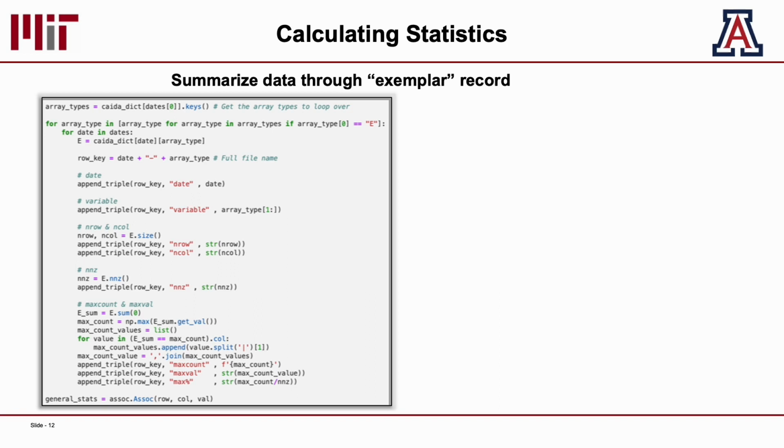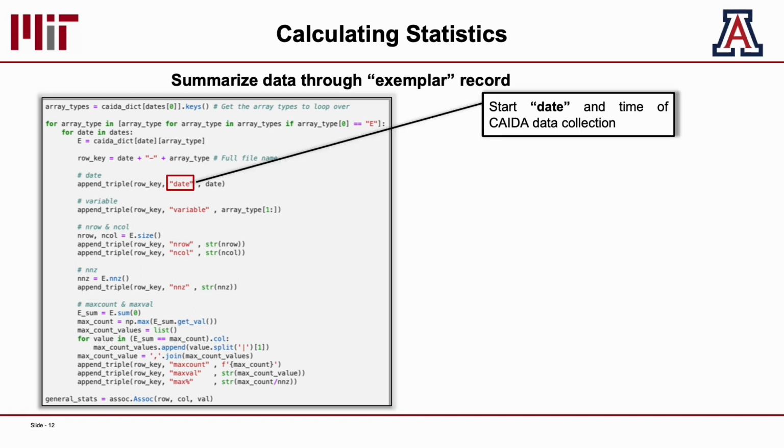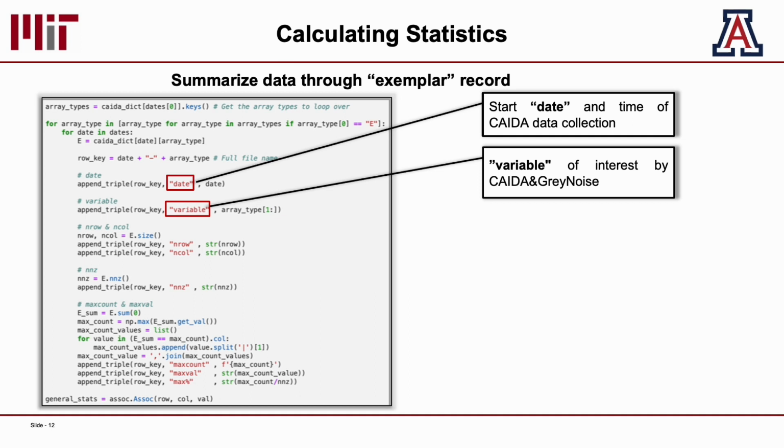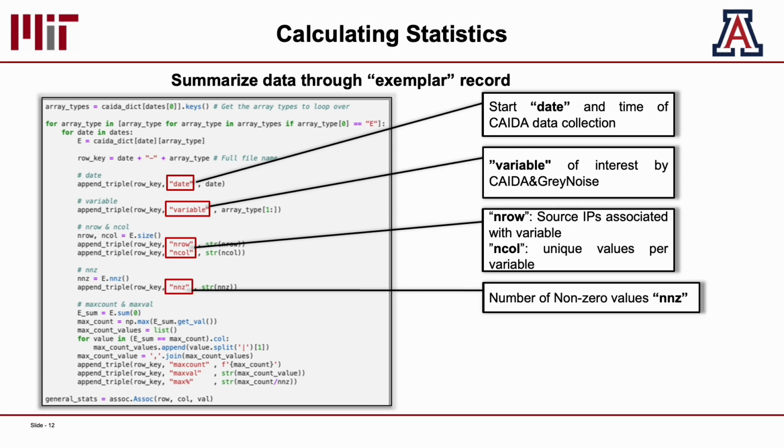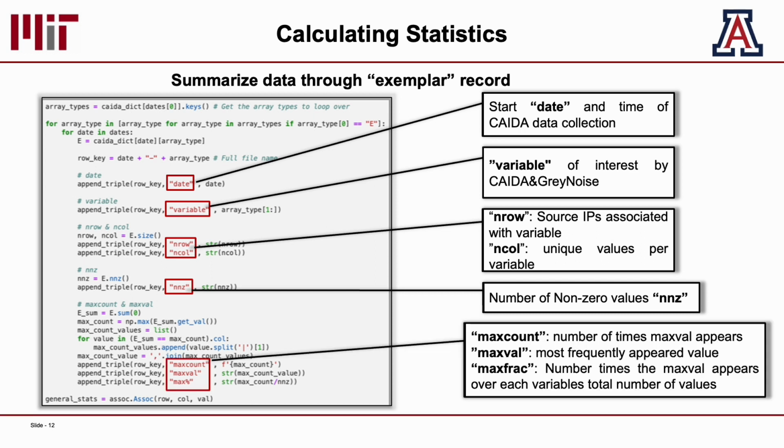The example record column will contain Kaida's collection start time and the variable of interest. The end row represents the source IPs associated with the variables, the end call represents the unique values per variable, and nnz the number of non-zero values. Max val is the most frequently appearing value, while max count is the number of times the maximum value appears, and max fract is the fraction of the number of times the maximum value appears over each variable's total number.